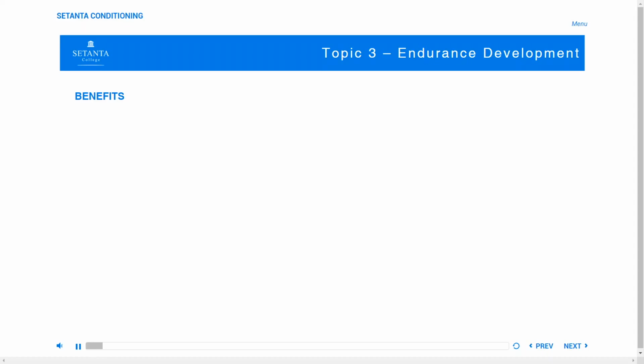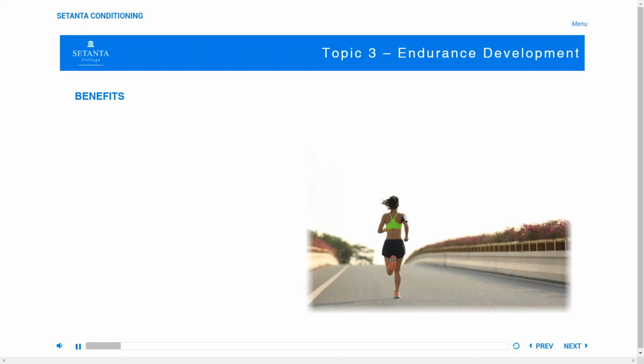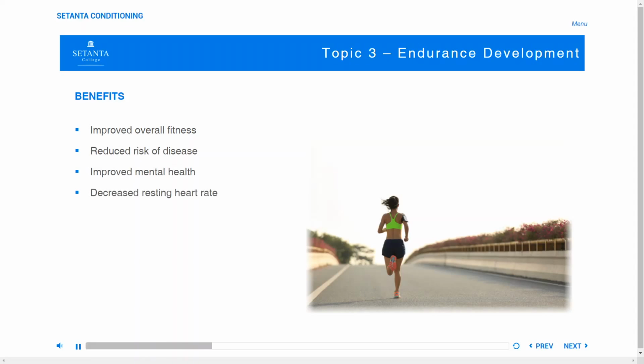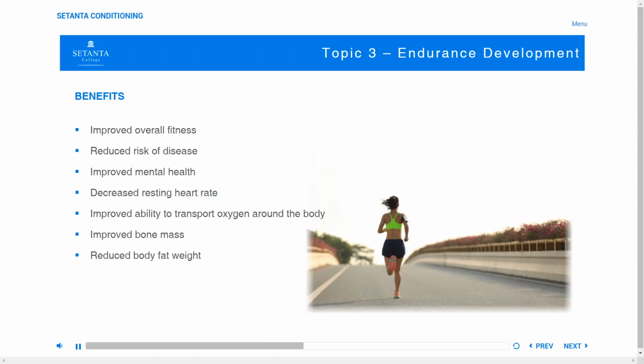Benefits. Engaging in regular cardiovascular activity provides many health benefits. These benefits include improved overall fitness, reduced risk of disease, improved mental health, decreased resting heart rate, improved ability to transport oxygen around the body, improved bone mass with aerobic activities such as running, reduced body fat weight, improved recovery between training sessions, and depending on your goal, aerobic training has the ability to improve performance.